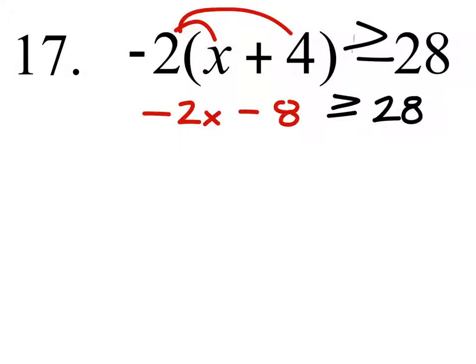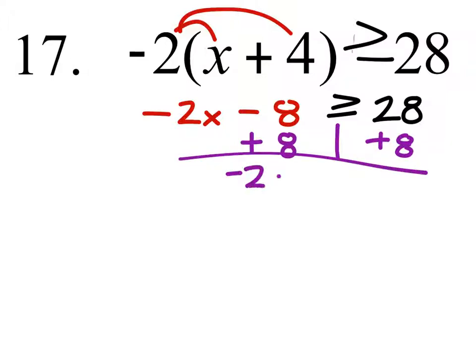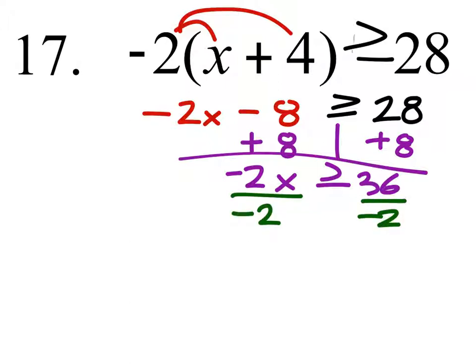So to solve this, we want to get that negative 2x by itself. That gives us negative 2x is greater than or equal to 36. And then you divide by negative 2. Correct. At this point, yes, we divided both sides by a negative, which is going to flip the inequality. So we get 1x is less than or equal to negative 18.